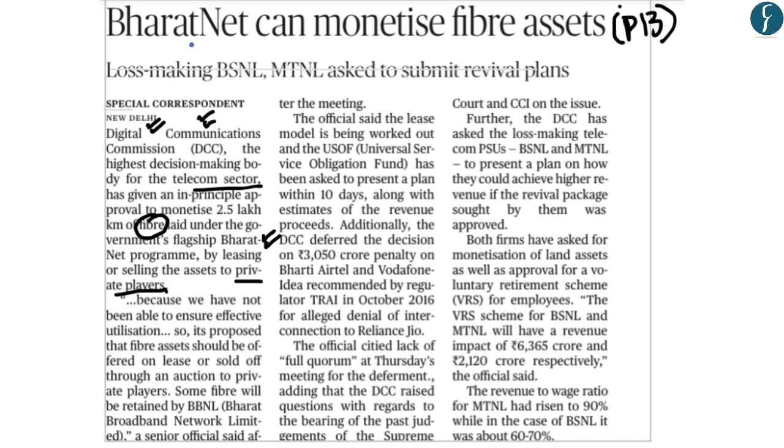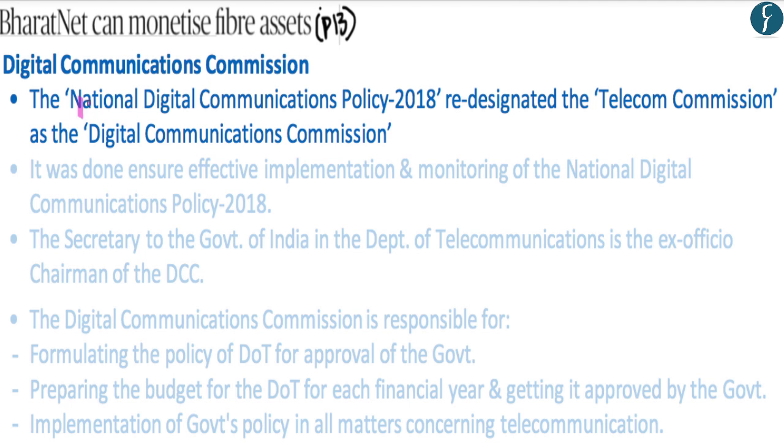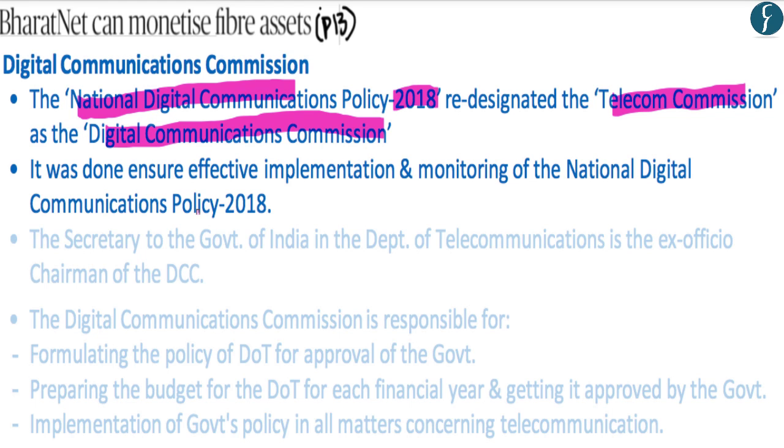So now hopefully you understood about the BharatNet project. Now let us understand about the Digital Communications Commission, whereby we have understood the BharatNet project from the perspective of economy, whereas you should see the Digital Communications Commission from the perspective of polity and governance. Now the first point that you need to know is that the National Digital Communications Policy, which was released in 2018, redesignated the earlier Telecom Commission as the Digital Communications Commission. The reason for this was to ensure the effective implementation and monitoring of the National Digital Communications Policy of 2018.